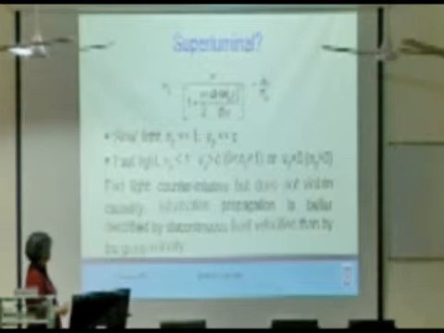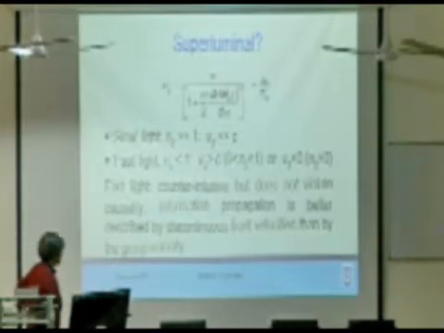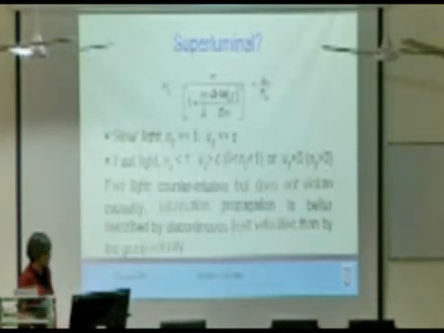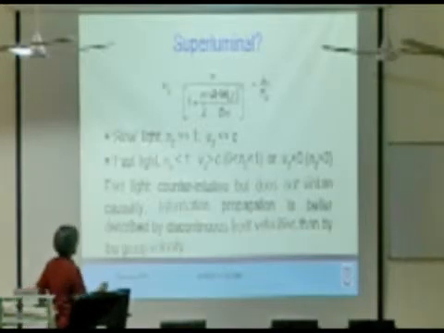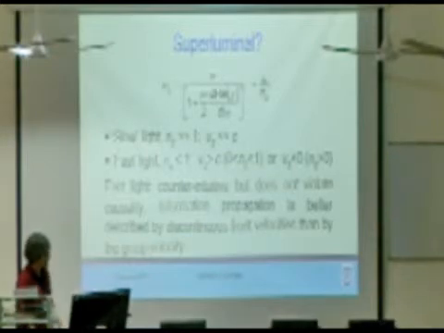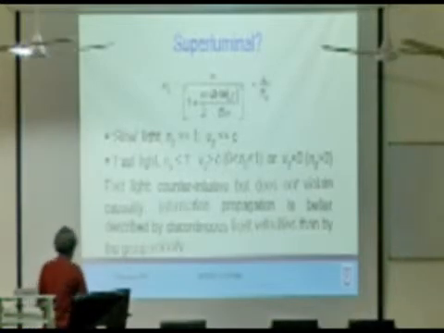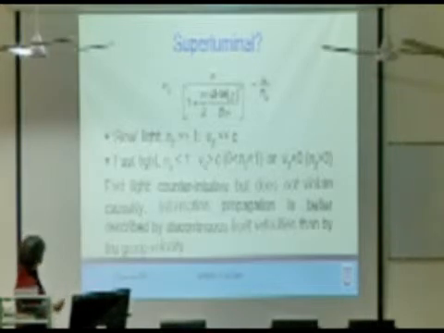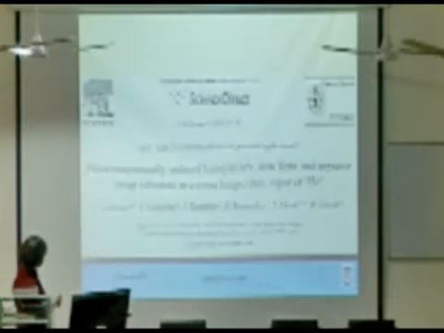Okay. Now fast light, if you think of it, is it violating Einstein's causality? No, it's not. It's counterintuitive but does not violate causality, because now we know that information propagation is not described by this Vg, but is better described by the discontinuous front velocities of the signal. So, in order for it to carry any information, there have to be kinks in the front of the signal propagation.